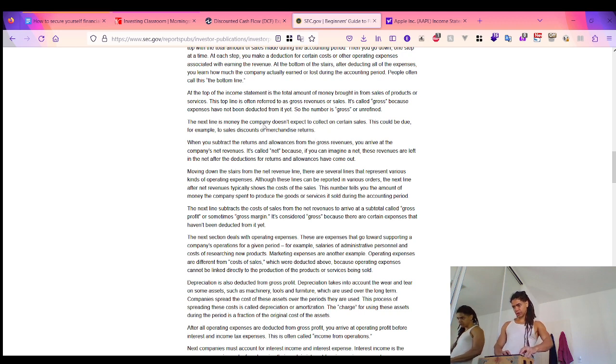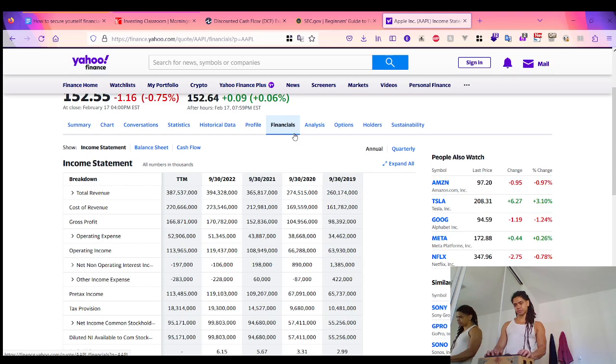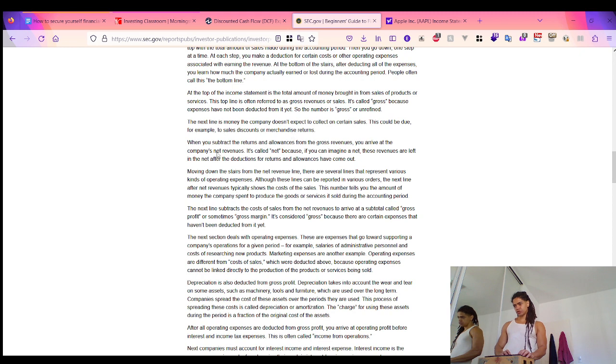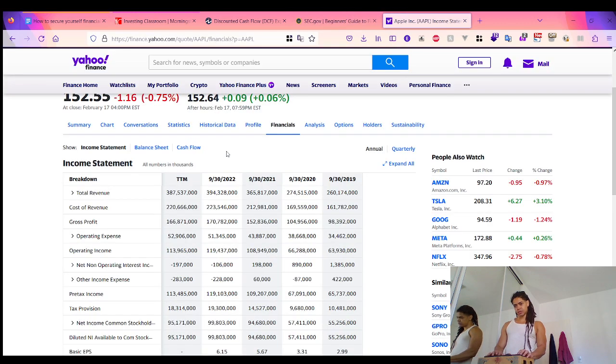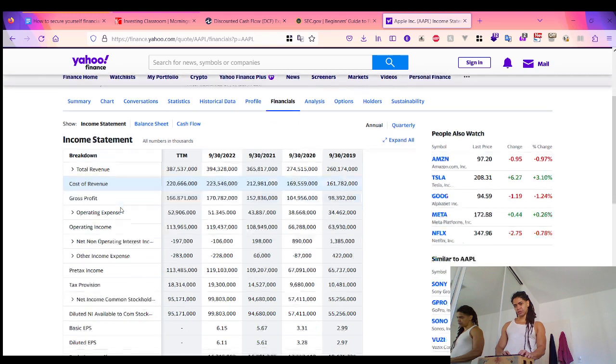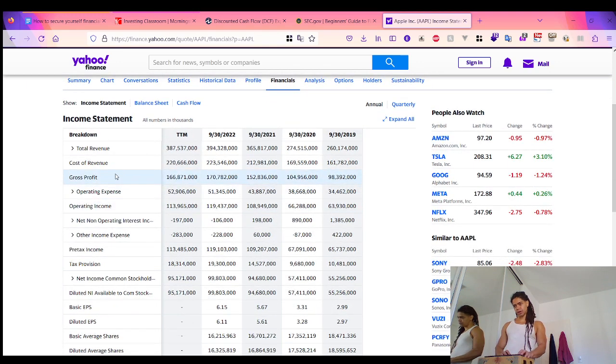The next line is money the company doesn't expect to collect on certain sales. This could be due, for example, to sales discounts or merchandise returns. Cost of revenue. So when you subtract the returns and allowances from gross revenue, you arrive at the company's net revenue. Cost of revenue, gross profit.